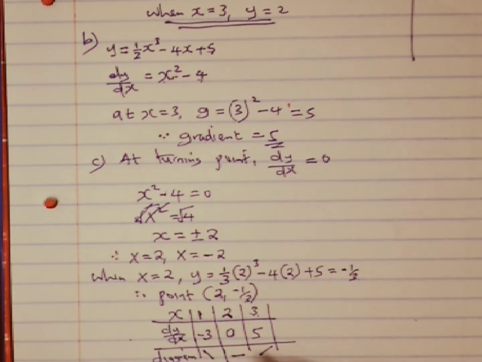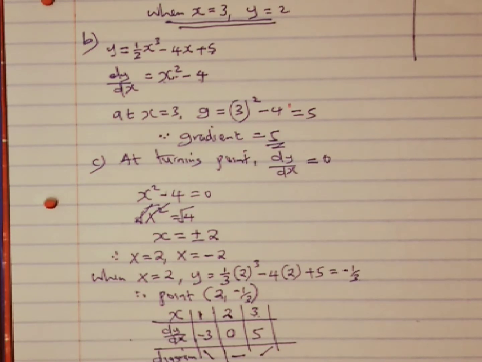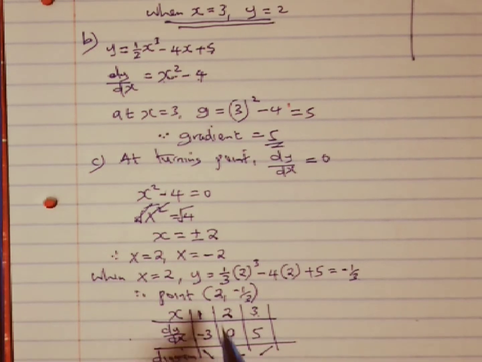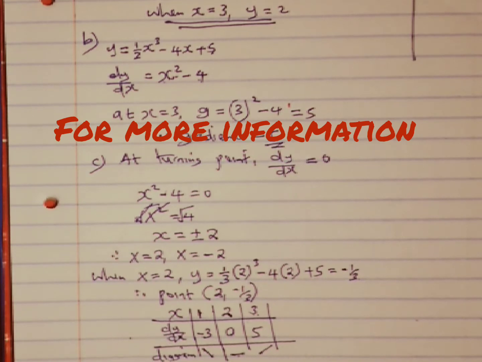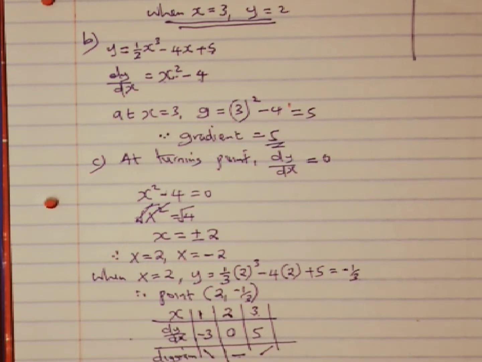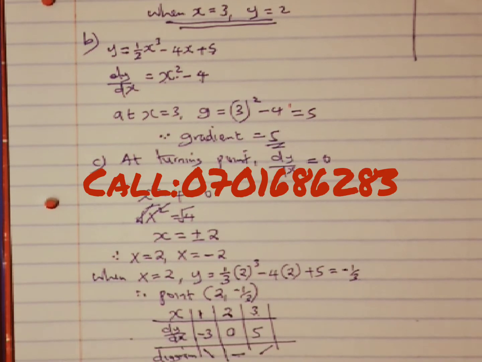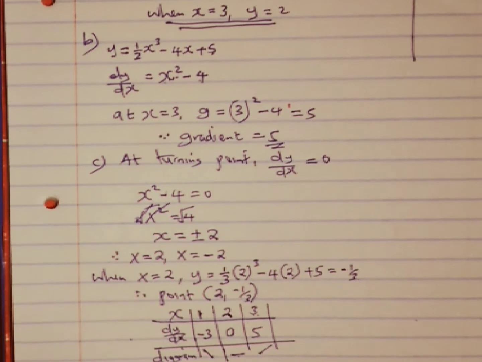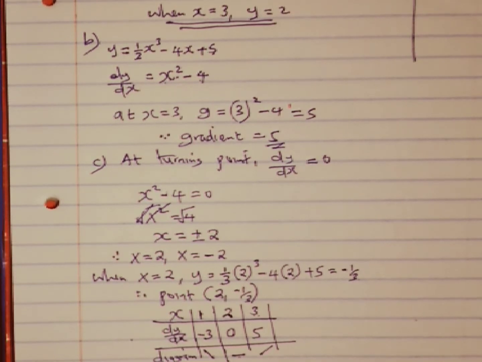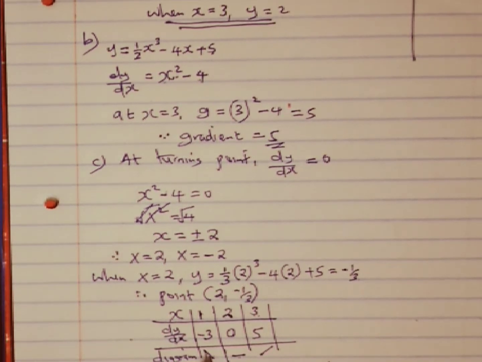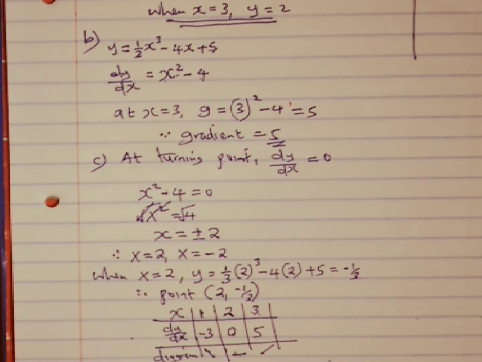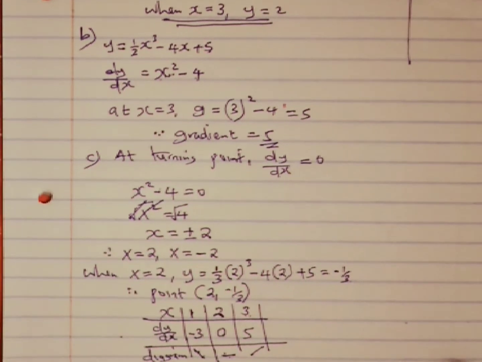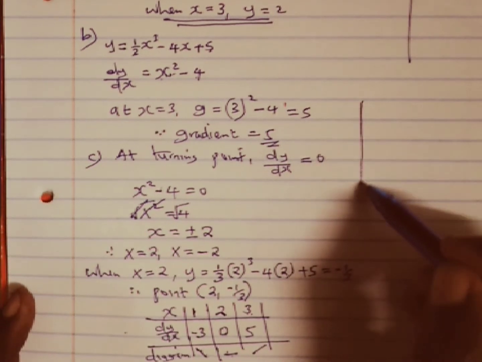And any time the gradient changes from negative through 0 to positive, we can simply say, therefore, the point we have, which is 2, negative a third, is a minimum point. That is, when the gradient changes from negative through 0 to positive, then that particular point is a minimum point, or simply a minima.